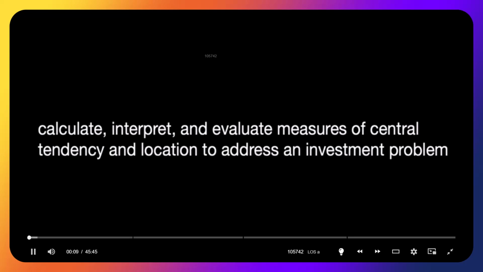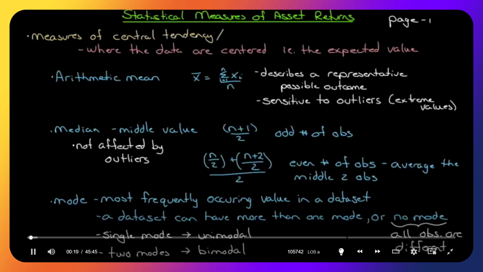We have three keywords in this learning objective: calculate, interpret, and evaluate measures of central tendency and location to address an investment problem. We'll begin with some measures of central tendency. We're going to look at the mean, the median, and the mode. These are all terms you should be fairly familiar with. And what we're trying to establish is where the data are centered. In other words, the expected value.